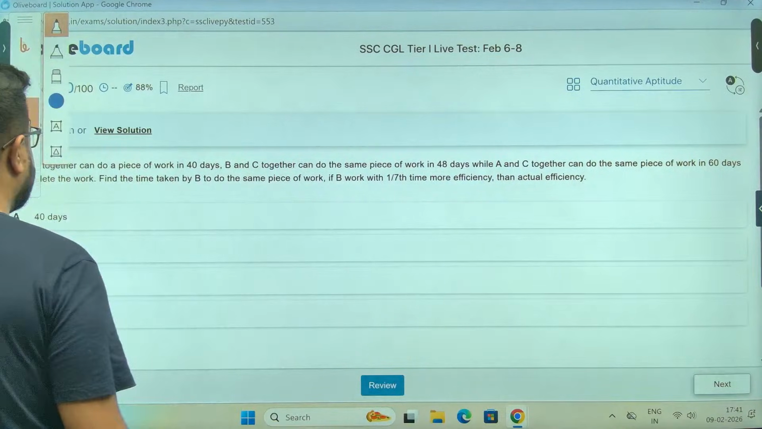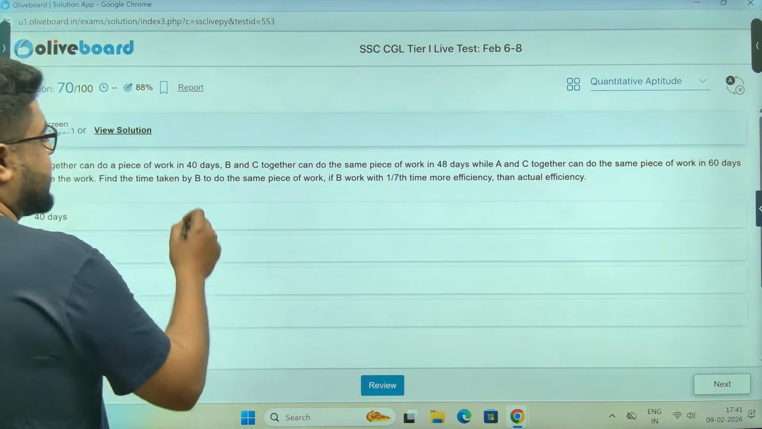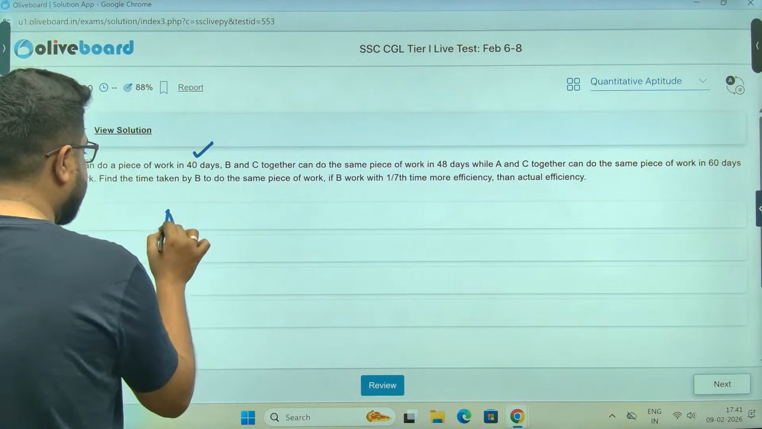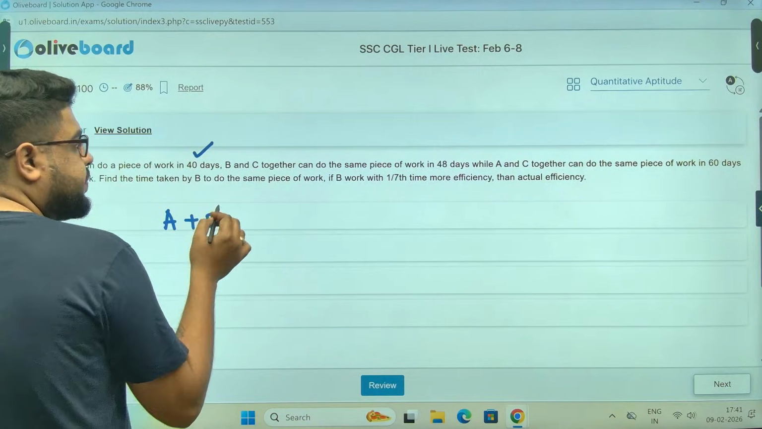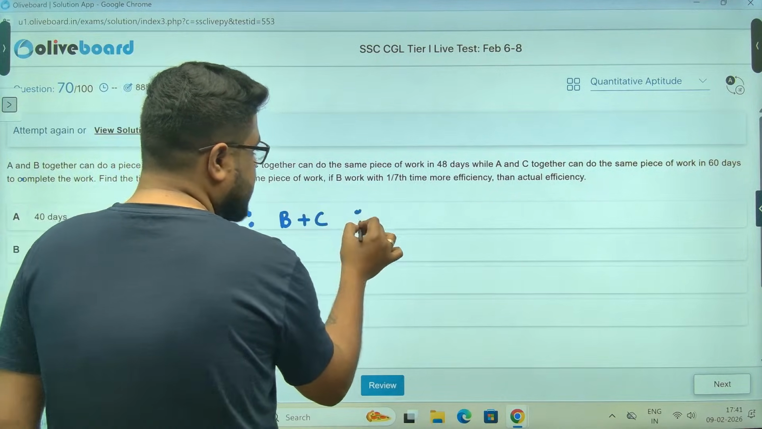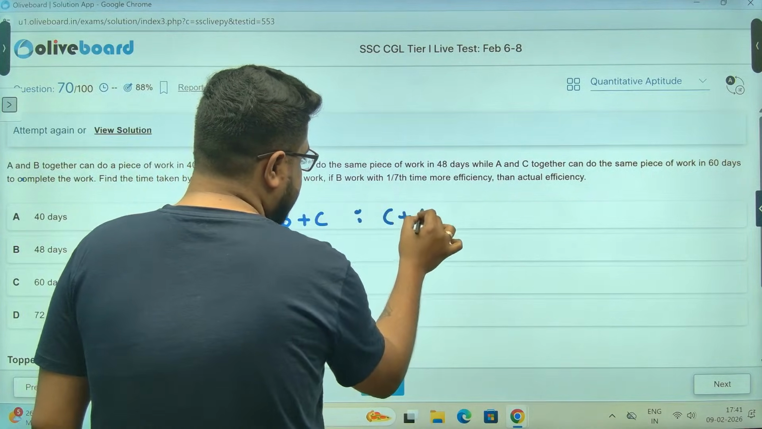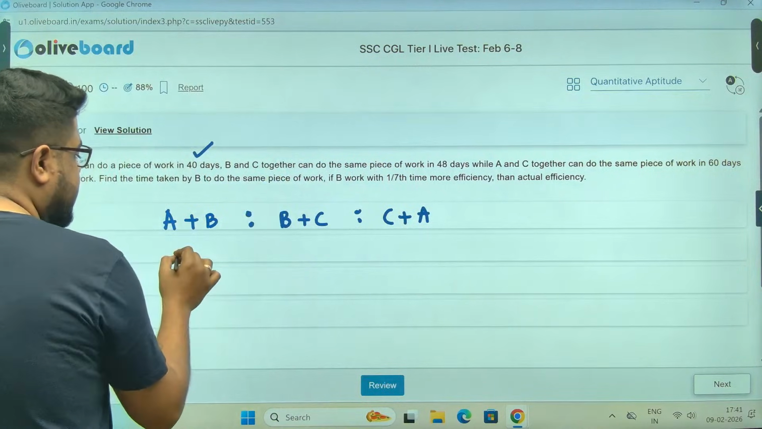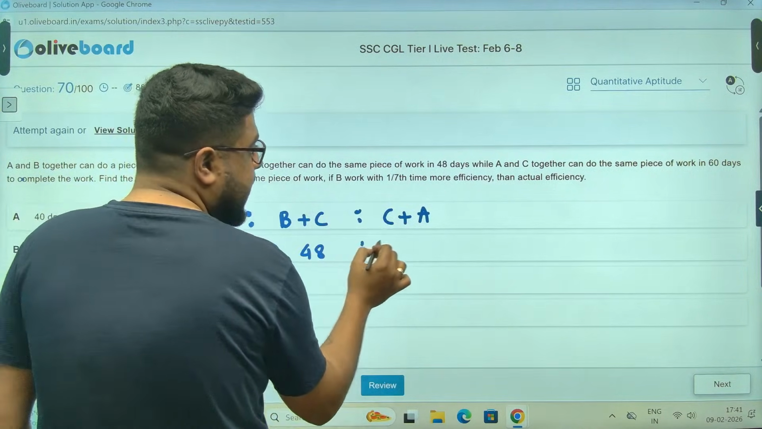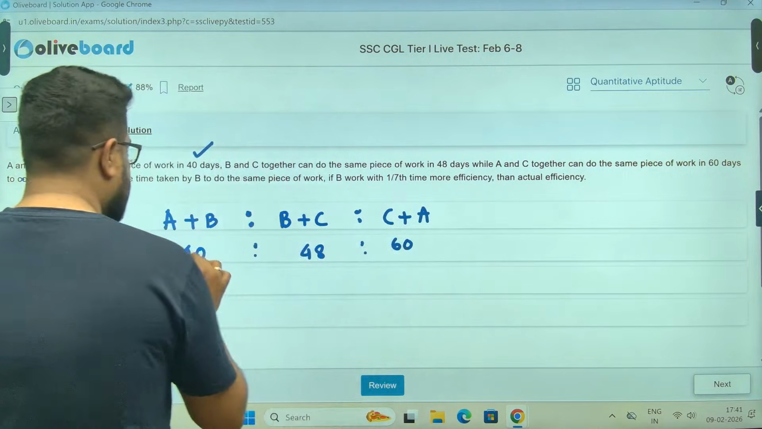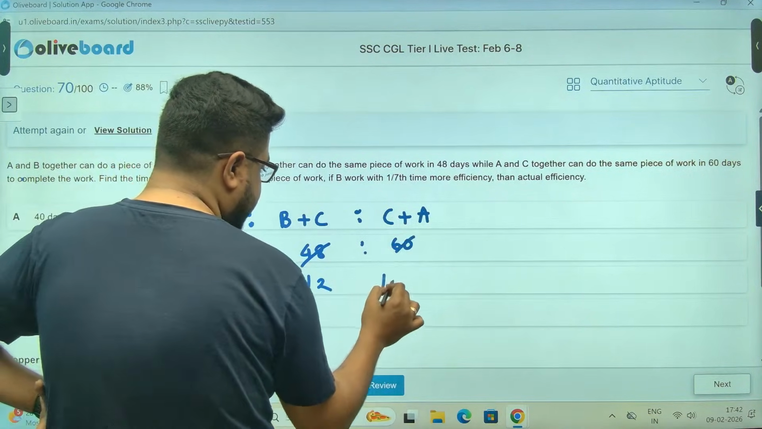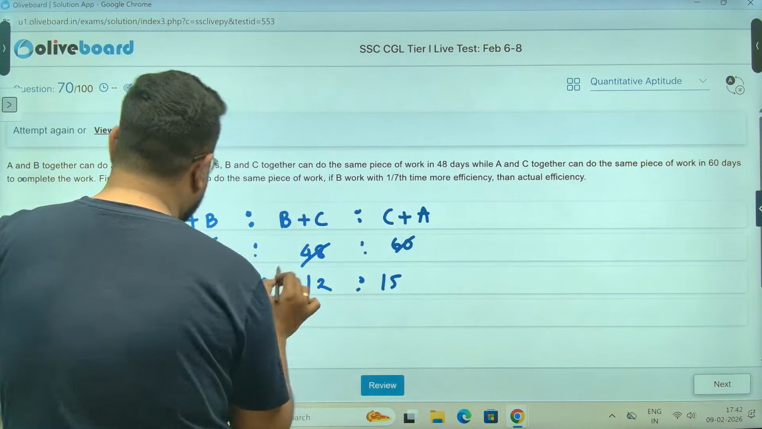Next one, please. Work problem. A plus B is to B plus C is to C plus A. The time ratio is given: 40, 48 and 60. So 4 tens, 4 12s, 4 15s. This is the ratio, sir.